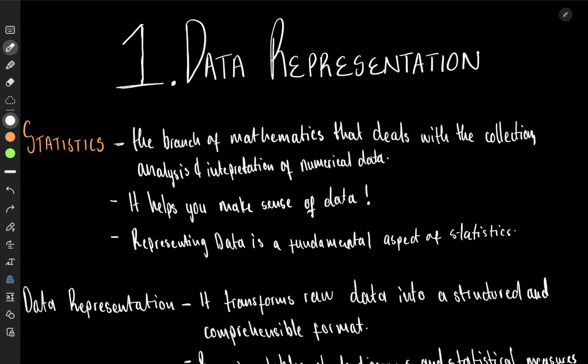So statistics is basically the branch of mathematics that helps you to collect data, analyze the data you have collected, and interpret it. Okay, make sense out of the data. So it helps you make sense of data that you have collected, right? And representation of data, this chapter we're doing, is fundamental. It is a fundamental aspect of statistics. In other words, it's a very important tool that statistics uses to help you to make sense of your data.